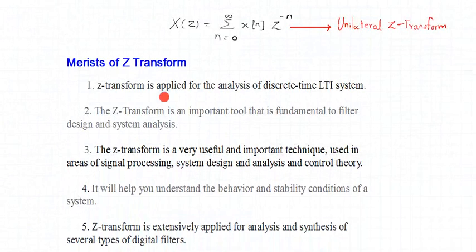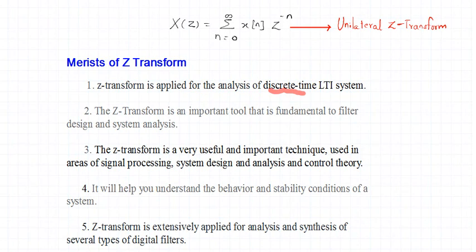So Z transform is applied for the analysis of discrete LTI systems. As I first told you, the very first thing about Z transform is that it is applied on discrete time domain signals. Remember, Z transform is a tool that can be applied only on discrete time domain signals. You cannot apply Z transform on continuous time domain signals. This is a very important thing that you should understand.